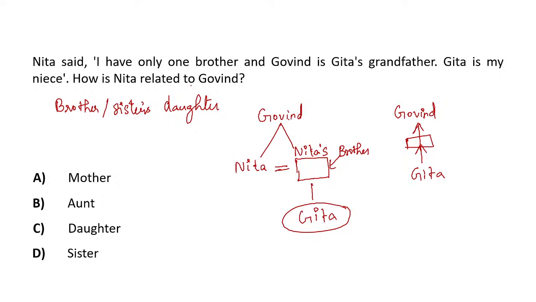After 'to', whose name is there, from their perspective only, we'll have to check. I'm repeating it again. In a blood relation question, if it's given how is A related to B or how is B related to C, look for the person's name after 'to'. So here, look from Govind's perspective. According to Govind, Neeta is his daughter. So the answer is option C, daughter.